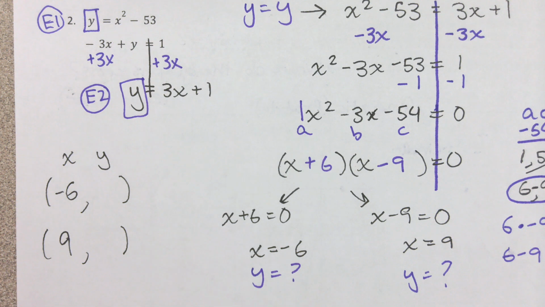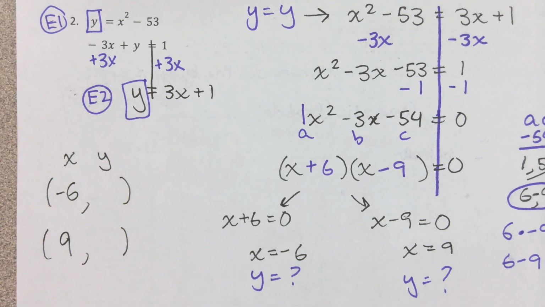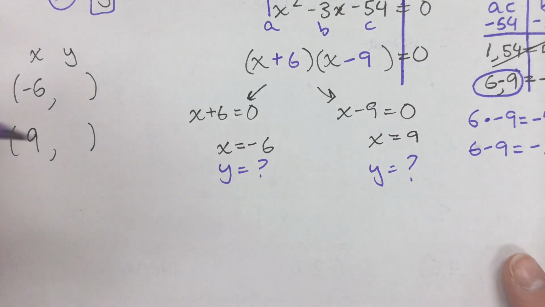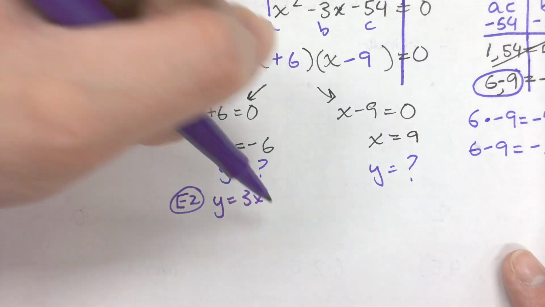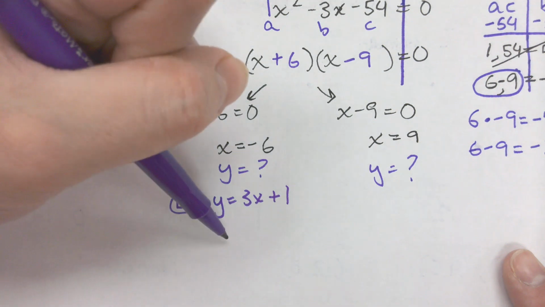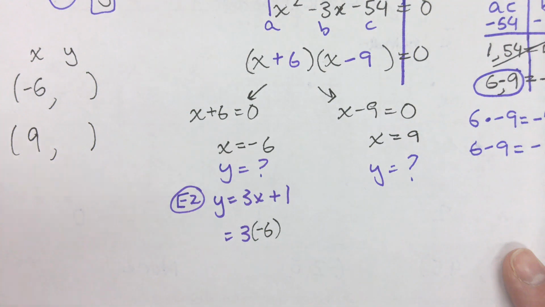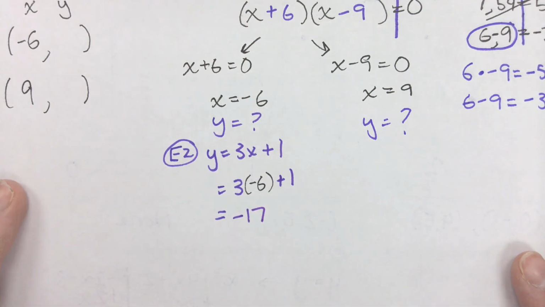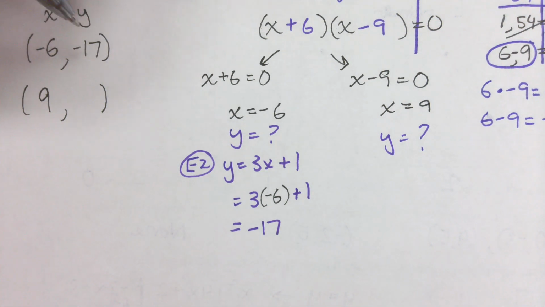So let's pick an equation. You are able to use the edited version of E2. It's still the same equation, just rearranged a little bit. So I'm going to use E2. E2, y equals 3x plus 1. 3 times our x in this case, negative 6, plus 1. That's negative 18 plus 1, negative 17. Can use a calculator if needed. That's negative 6, negative 17.